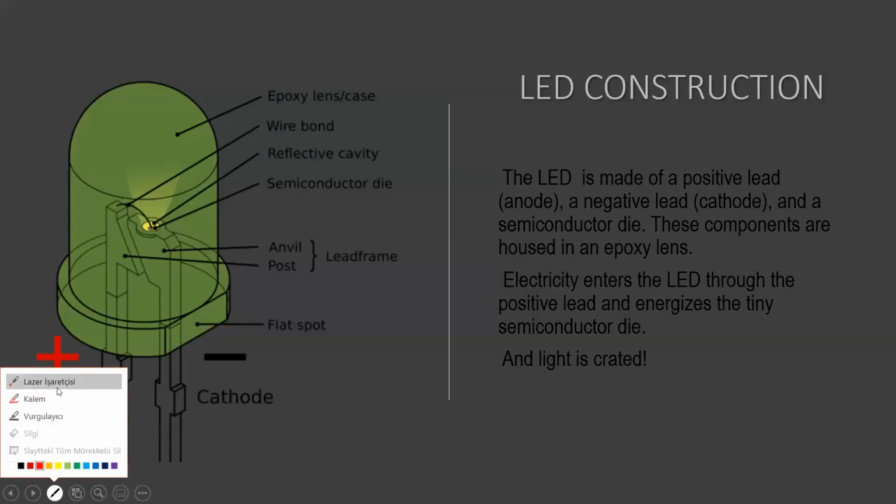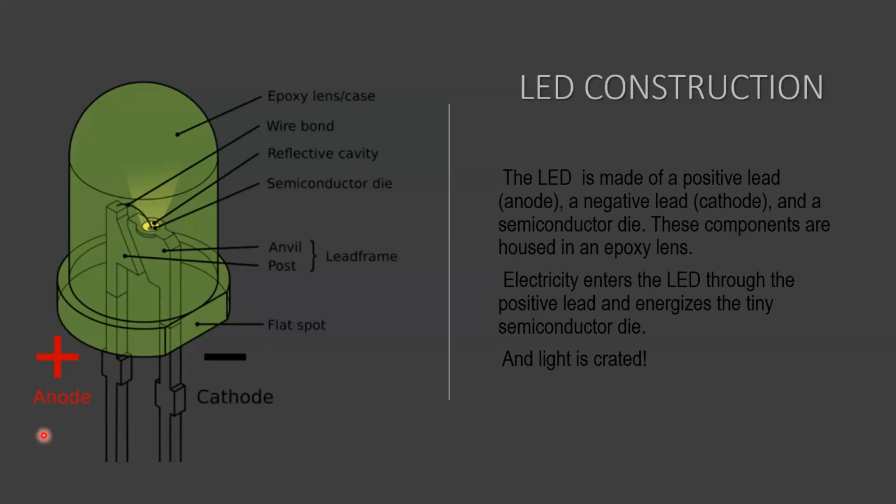LED construction. The LED is made of a positive lead, a negative lead, and a semiconductor die. These components are housed in an epoxy lens. Electricity enters the LED through the positive lead and energizes the tiny semiconductor die, and light is created. Let's examine exactly what happens in that semiconductor die to create light.